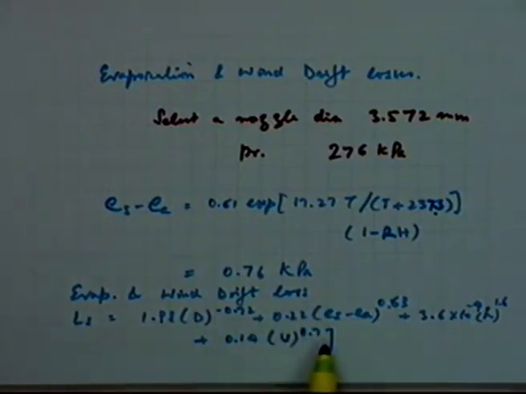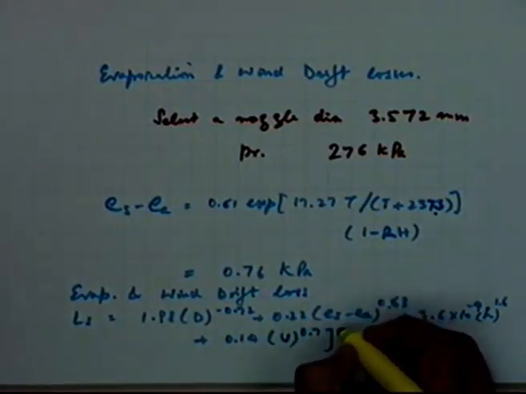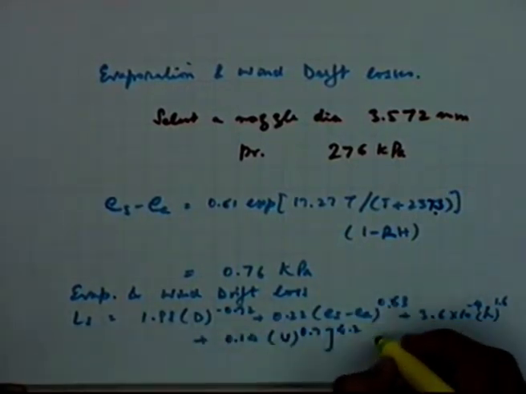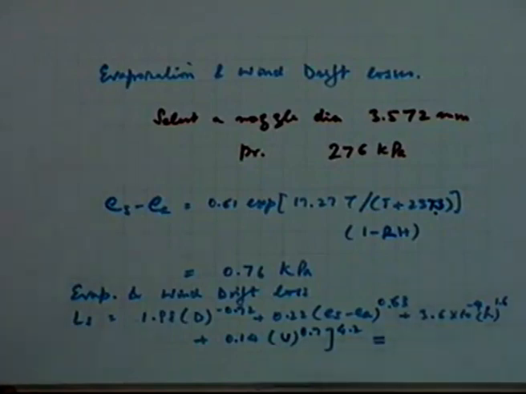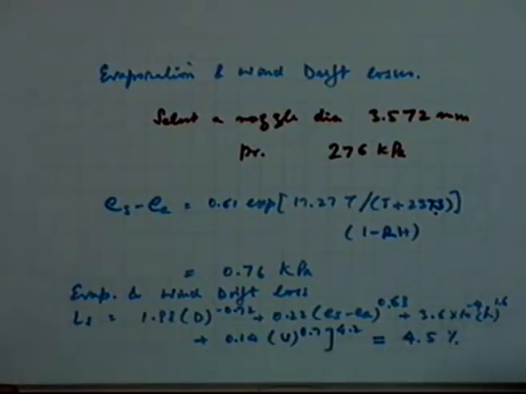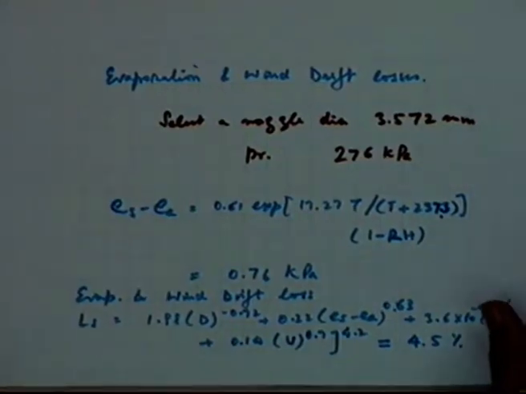The expression is given earlier to you, and this gives a value of LS as 4.5%. There is only a substitution of values for which you have the expressions.